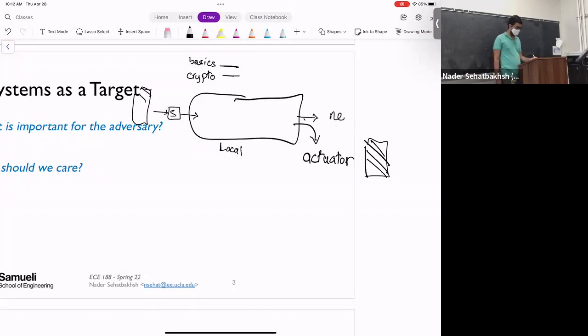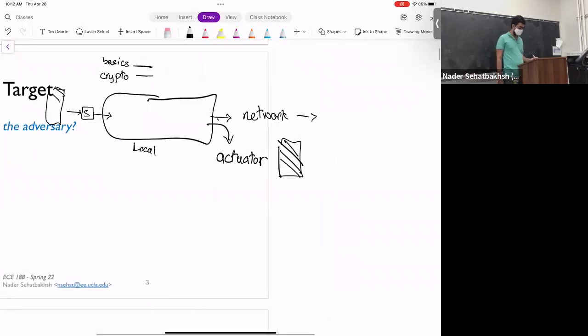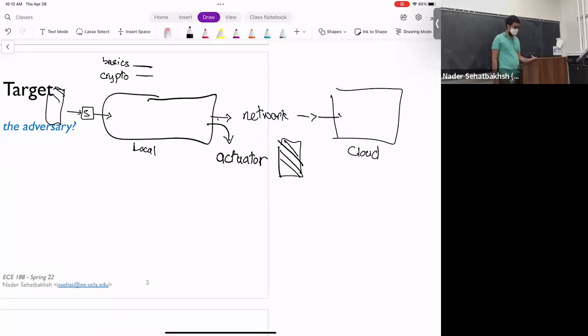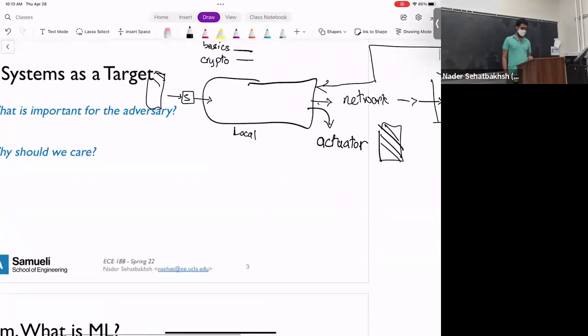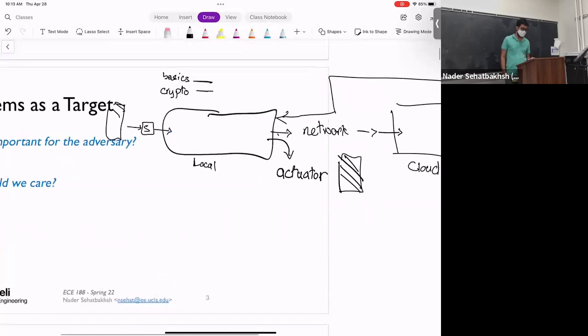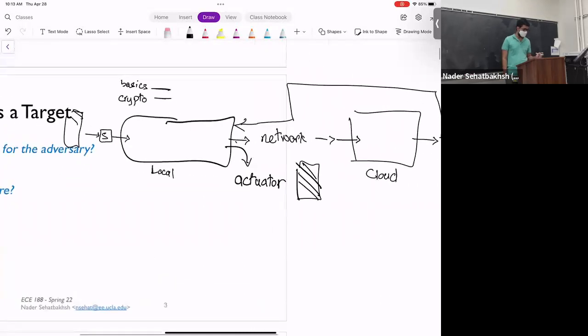Alternatively, we can go through the network, right? And go to some backend cloud processing system. And again, this is another computer that you can attack in multiple different ways. And usually what happens is that this information goes back into the local system. And again, the local system does some actuation in order to have some impact on the physical world, right?